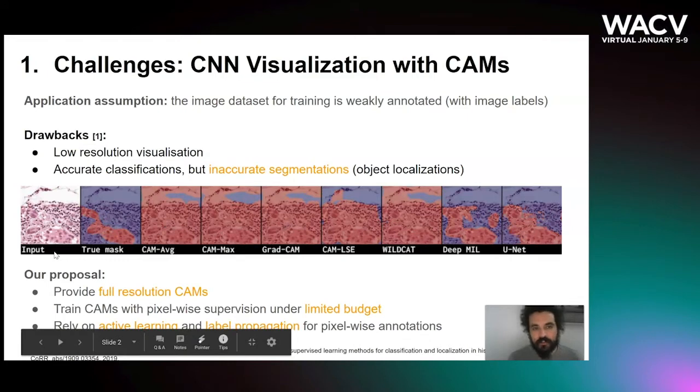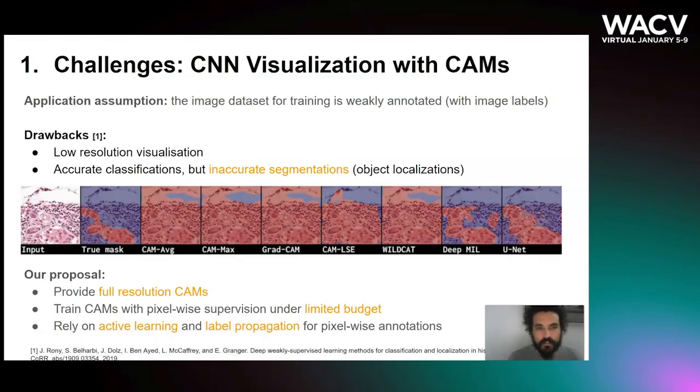Standard weakly supervised methods often rely on CAMs to obtain a region of interest using only global annotation. However, those methods face two main issues. The first one is the low resolution of CAMs that leads to poor segmentation, and the second one is that when dealing with complex images like histology images, those methods tend to fail to localize the region of interest.